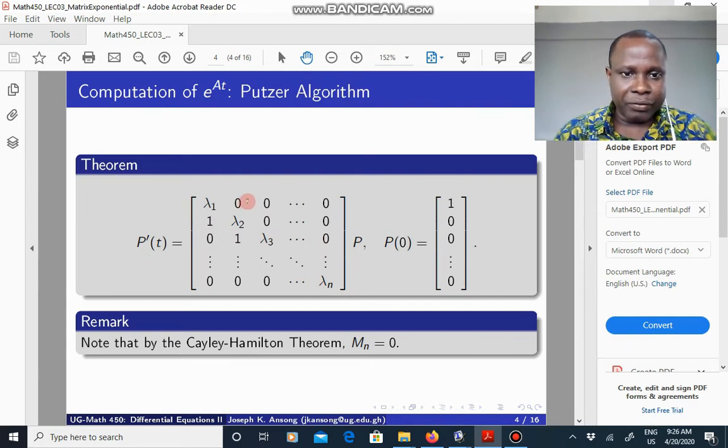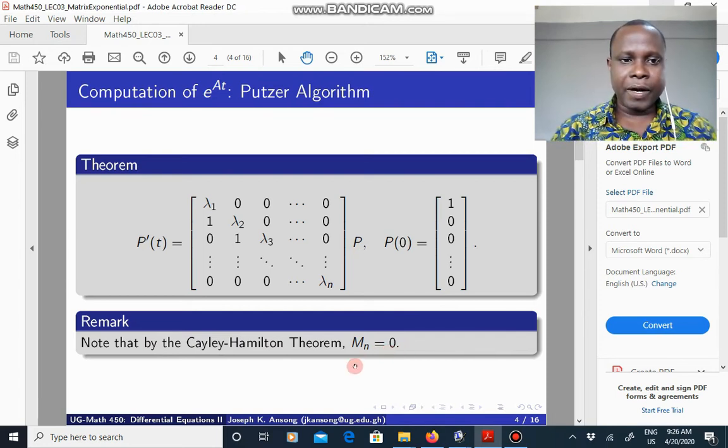For example, for a 2 by 2 matrix, you're just going to have lambda 1, 0, and then 1, lambda 2. For a 3 by 3 matrix, you just have this matrix here, and so on. And then these are the initial conditions for the resulting initial value problems: P at 0, when t is 0, is given by 1, the rest are zeros. So this is the remark I was talking about: by the Cayley-Hamilton theorem, Mn is equal to 0. I've left out a proof, and I just want to illustrate with some examples.